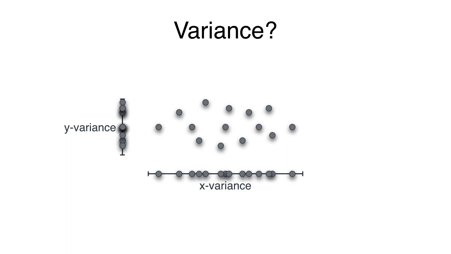And then we have 2 numbers, the x variance and the y variance, and they should tell us how spread out a set is. However, there are some technicalities. Let's look at this set and let's look at this set. What are the x and y variances of those 2?